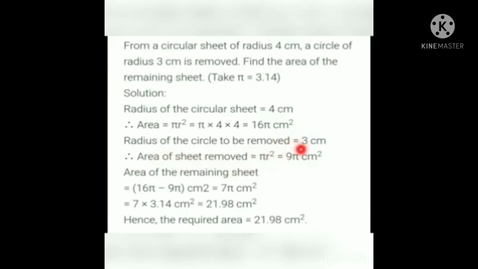What is the radius? 3. 3 into 3, 9 pi. Now what is the remaining area we have to find? This is the larger circle's area, and this is the smaller circle's area. If you subtract these two, we will get the area.